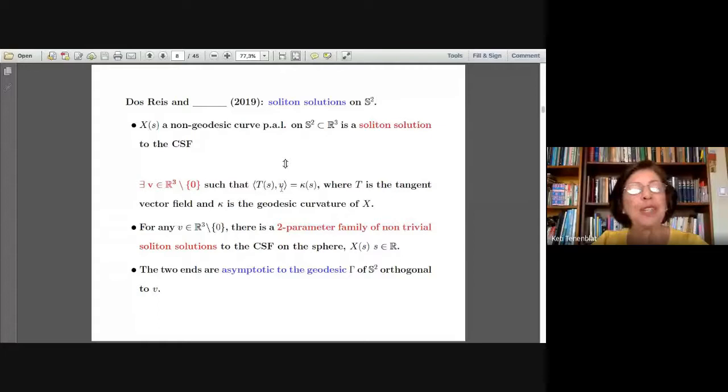We also showed that for any given non-zero vector V of R3, there is a two-parameter family of non-trivial soliton solutions to the curve shortening flow on the sphere. Moreover, those curves are defined for the whole real line. Moreover, we showed that the two ends of the curve are asymptotic to the geodesic gamma, which is an equator of the sphere, which is orthogonal to the vector V.